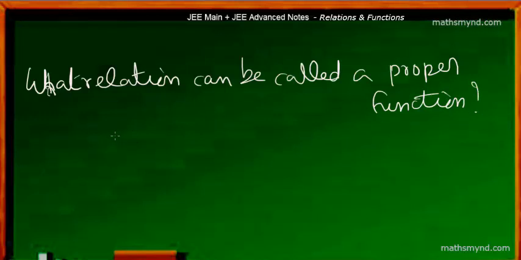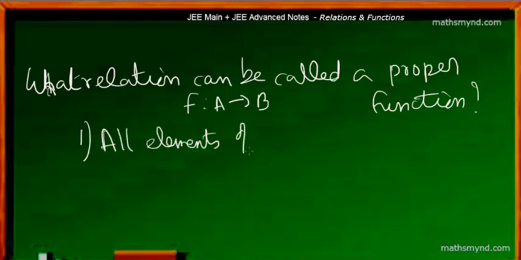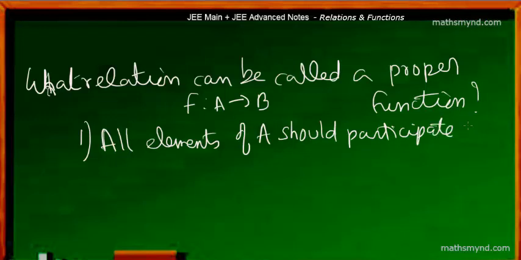For a particular relation to be called a theoretically right function, two rules ought to be followed. The first rule: now we are dealing with the simple relation which was just mentioned, a relation from A to B, and the first point to be noted is that all elements of set A should participate in the function. So that's the first point.